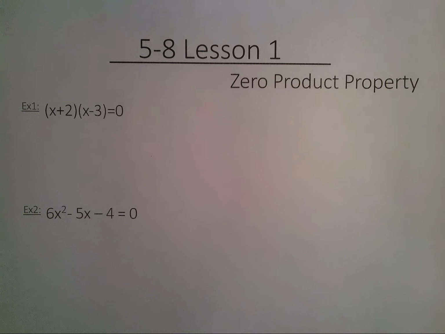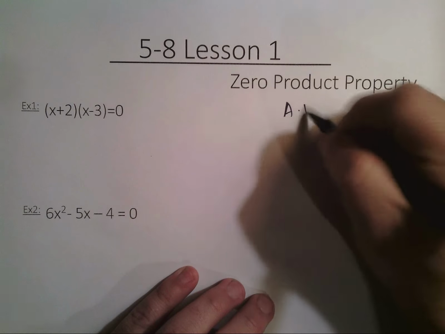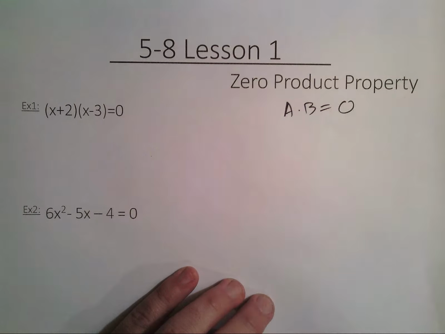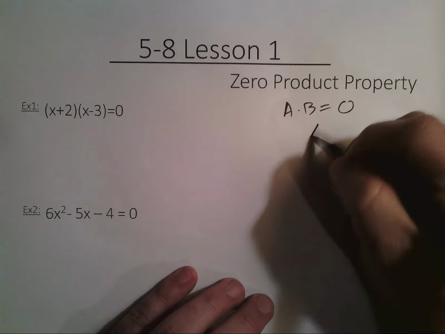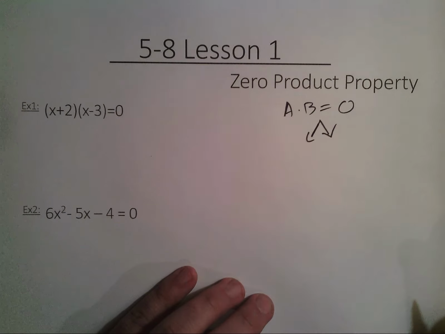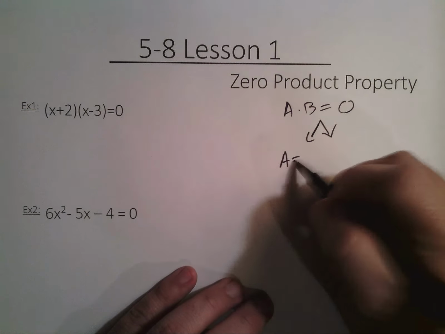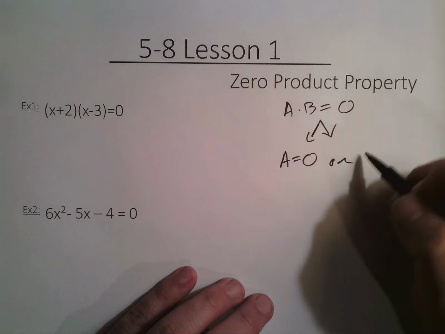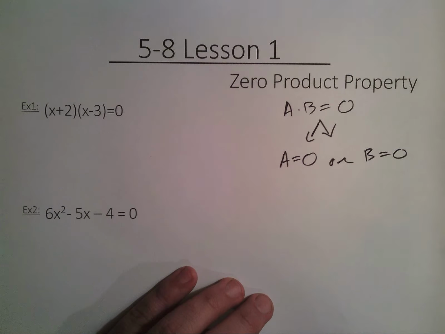Alright, this is 5.8, Lesson 1, Zero Product Property, and we're also going to be solving for quadratics. Alright, so the zero product property itself is a really simple concept. If I multiply two real numbers together and they equal 0, this means one of two possibilities. Either the first thing was equal to 0, or the second thing was equal to 0.